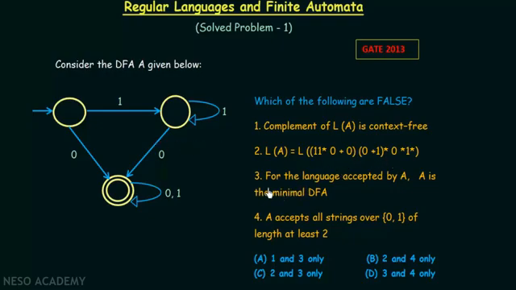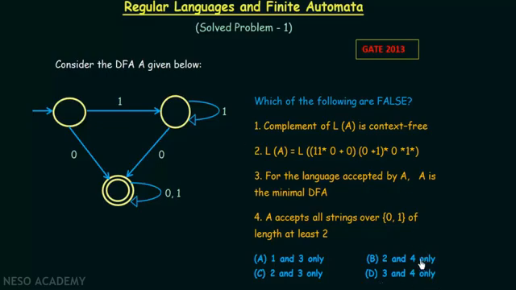And then the third statement says the language accepted by A has A as the minimal DFA. And then the fourth statement says A accepts all strings over 0 and 1 of length at least 2. And we have a few options given here, options A, B, C, and D, where option A says statements 1 and 3 only are false, and B says 2 and 4 only are false, and C says only 2 and 3 are false, and D says only 3 and 4 are false.